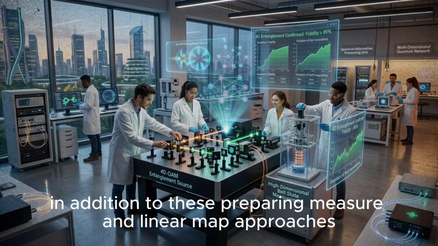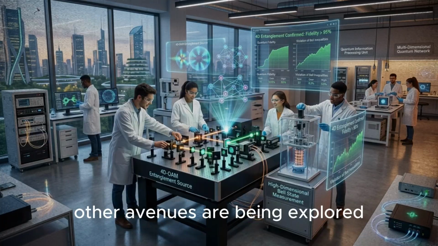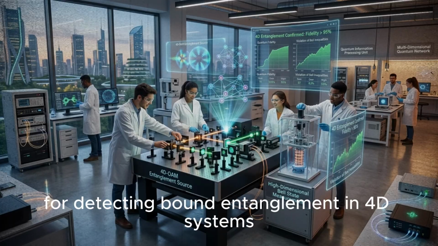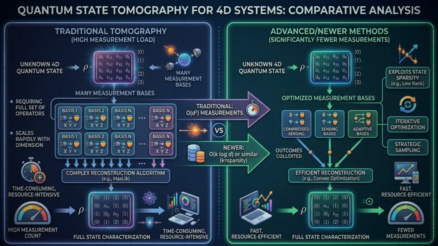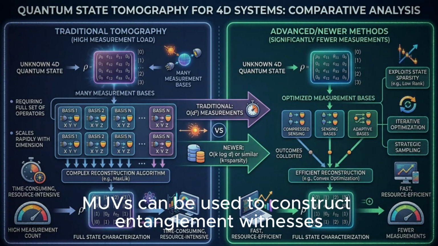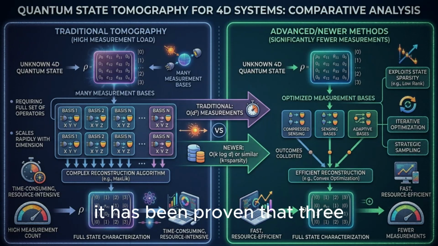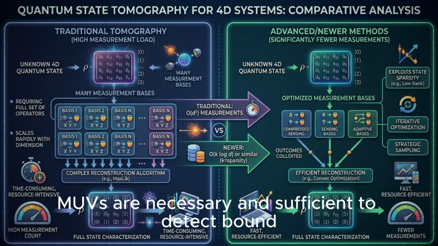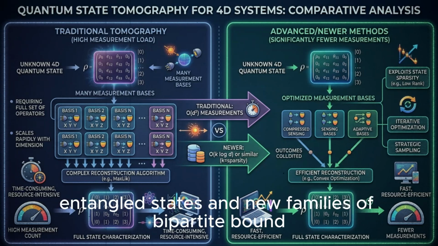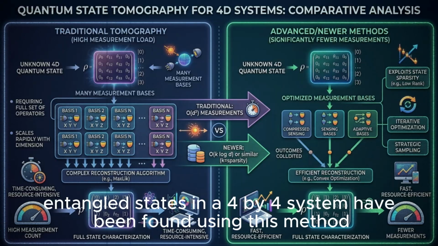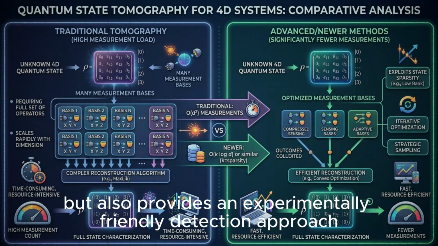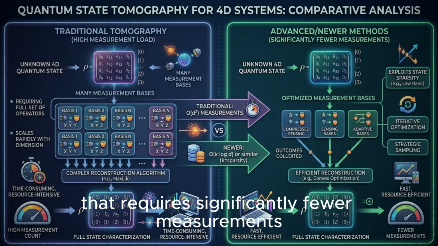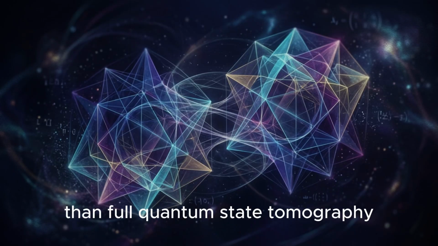In addition to these prepare and measure and linear map approaches, other avenues are being explored for detecting bound entanglement in 4D systems. Research has shown that sets of mutually unbiased bases, MUBs, can be used to construct entanglement witnesses. For a four-dimensional system, it has been proven that 3 MUBs are necessary and sufficient to detect bound entangled states, and new families of bipartite bound entangled states in a 4x4 system have been found using this method. This not only confirms the existence of such states, but also provides an experimentally friendly detection approach that requires significantly fewer measurements than full quantum state tomography.